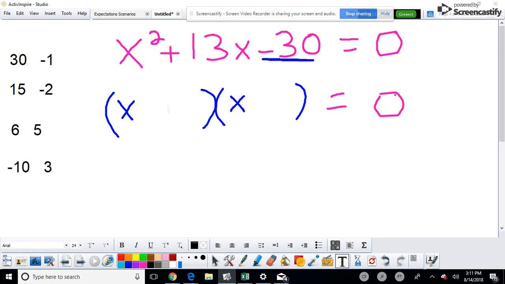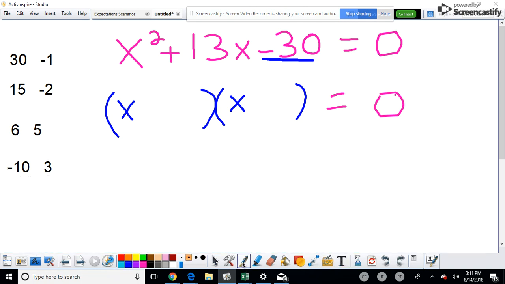So I'm going to put the 15 here and the negative 2 there. Positive 15 and negative 2. And again, these are the only two that meet both criteria. 15 and negative 2. When you multiply them, you get negative 30, and when you add them, you get positive 13. So there are the numbers from your equation right there. Now we can solve it. So let's go ahead and break it apart.